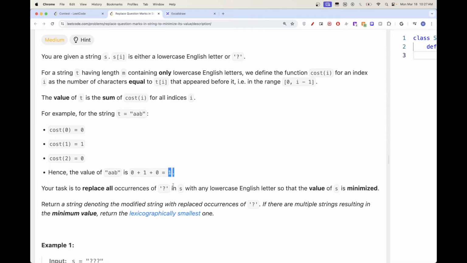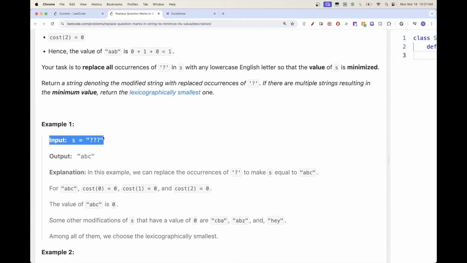Our goal of this problem is to take S, replace the question marks in a way that the cost is minimized, and return the T that we end up constructing with the minimal cost. Now, we may end up with the same cost for different solutions. In that case, we want to return the lexicographically smallest one. Lexicographically means, if you have AB and AC, AB is smaller. Okay, so that's the idea.